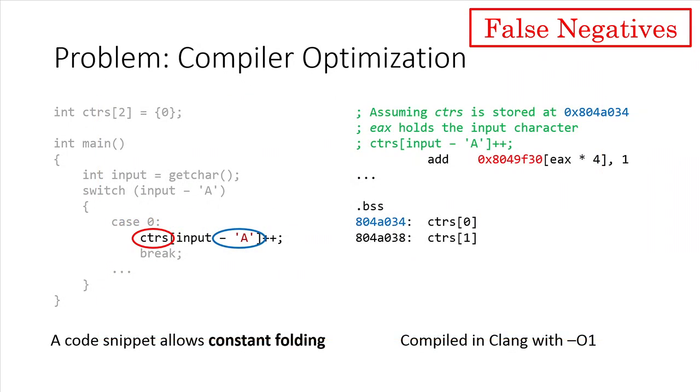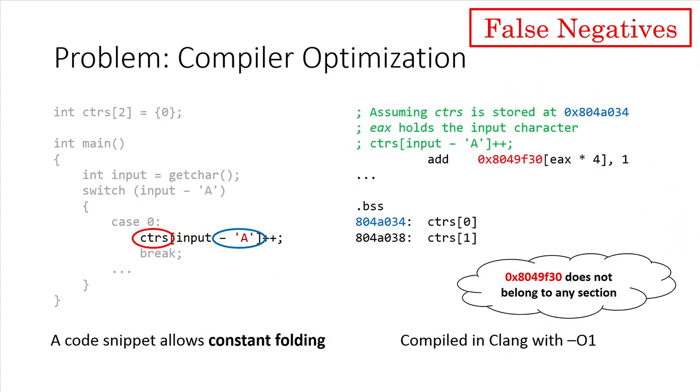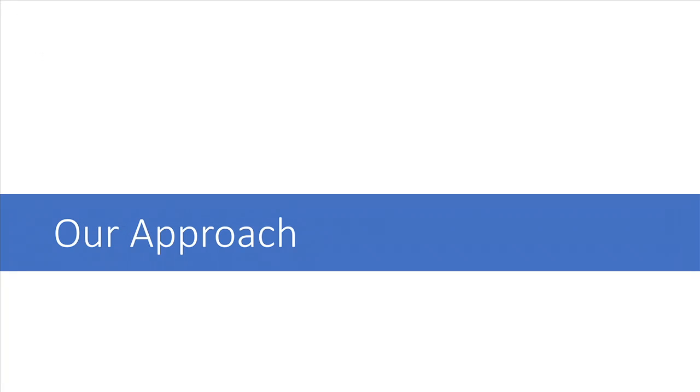And unfortunately, this new base address does not fall into any memory section, which proves to be a problem for the naive approach. Well, it doesn't point to any memory section. Why is it a pointer, right? So our approach, Ramblr, is designed to handle those issues.